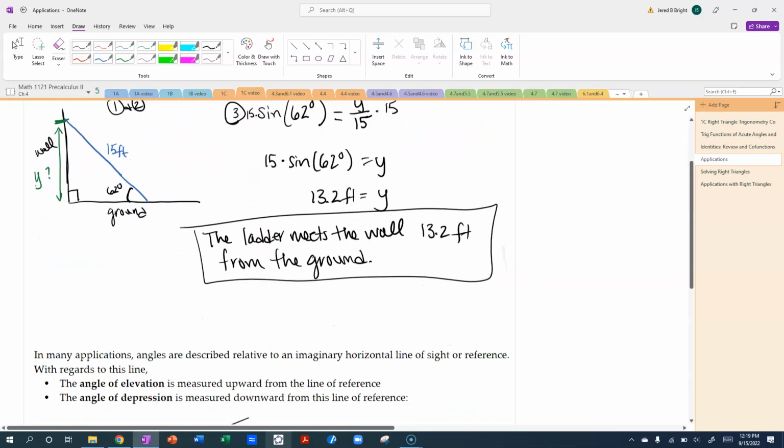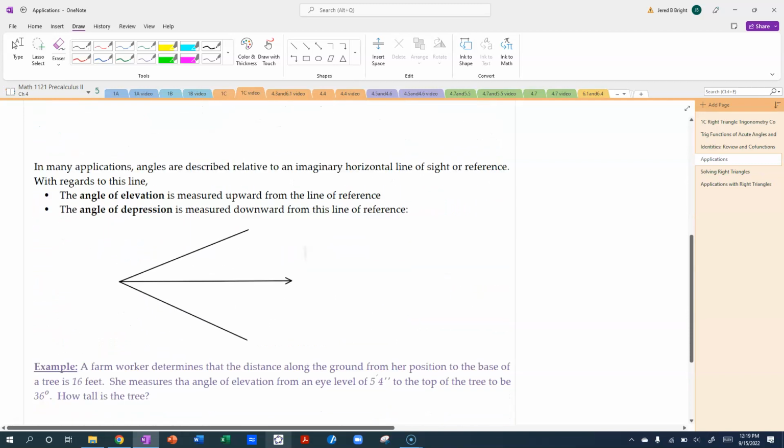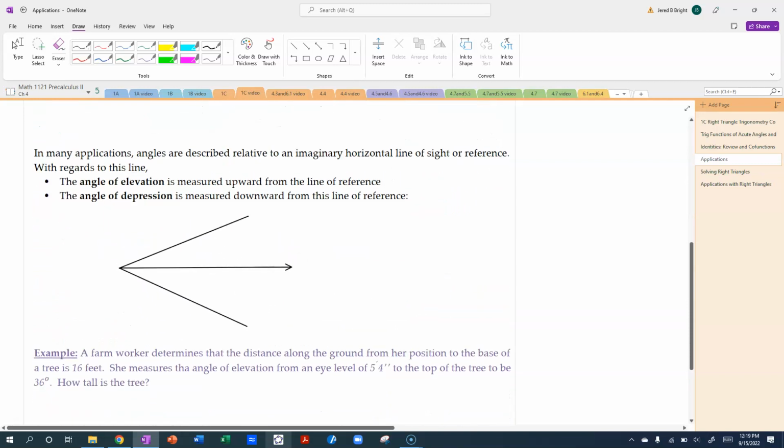All right, so here we go. The next question is going to deal with angle of elevation and angle of depression. These are commonly misunderstood quantities. When we talk about these angles, they're measured from an imaginary horizontal line. Imagine this is the imaginary horizon line. I'm going to call it horizon line. It doesn't really have a name. I'm just going to call it that.